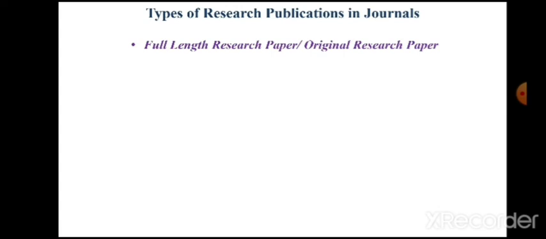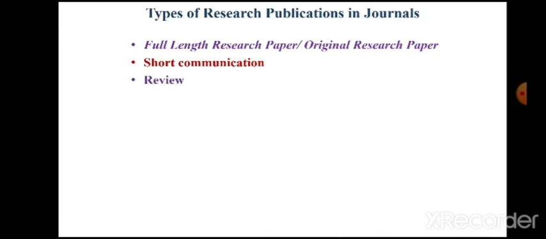of a research paper. Now let us see the different types of publications in journals. The first one is the full-length research paper or original research paper. Whatever the output of your dissertation work is, you can compile the data, organize it, and publish it in this kind of research publication, called a full-length research paper or original research paper. The second type of research publication in journals is the short communication. We'll have a better understanding of that in the next few slides.